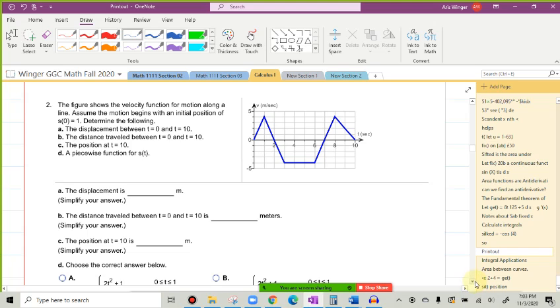The figure shows the velocity function for motion along a line. Assume the motion begins with an initial position of s of 0 equals 1. Determine the following. So this is the velocity. Now we're going to be thinking about the position. While we're here, let's be clear that by the fundamental theorem of calculus, s, which we don't know, is equal to s of 0 plus the integral from 0 to t of v of x dx. Or we can write s of x equals s of 0 plus the integral of v of t dt.